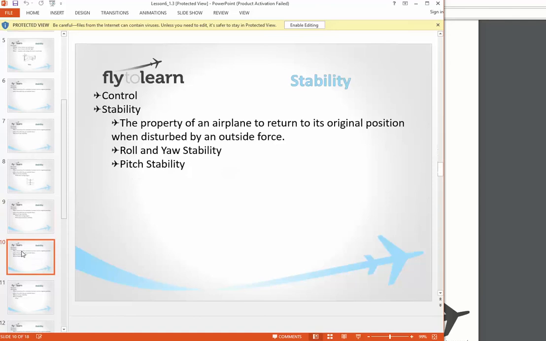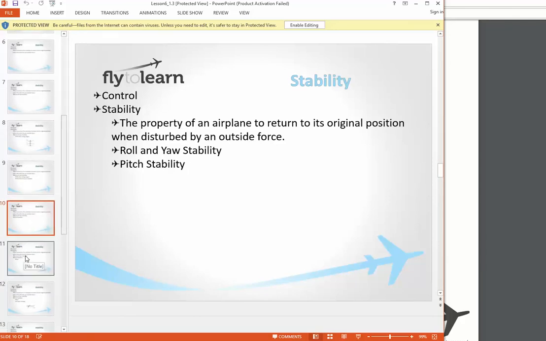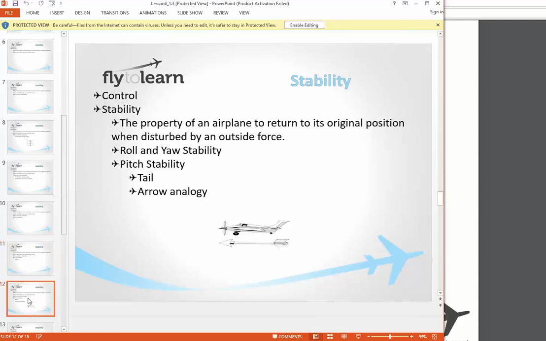So like I said, dihedral provides stability. And the other kind of stability, since roll and yaw are very similar, is pitch stability. So again, the pitch of the aircraft is completely provided by the elevators on the tail. Before I go into specifically crazy moment stuff, has anyone ever tried to shoot an arrow or to throw a pencil straight, just like you would fire an arrow, or throw a javelin, or anything like that? Anyone ever tried it?